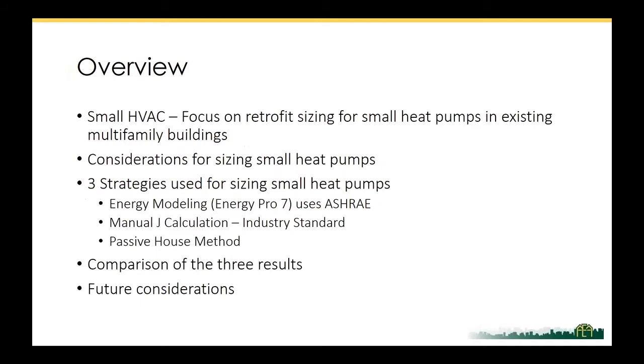All right, so overview. In this presentation, we'll be discussing small HVAC systems and focus on retrofit sizing for small heat pumps in existing multifamily buildings. We'll go over considerations for sizing small heat pumps, and 3 strategies used for sizing them, like I said before: energy modeling in Energy Pro 7, which uses the ASHRAE model, Manual J, which is the industry standard, and then the Passive House method. We'll be comparing all 3 results, and then we'll also be discussing future considerations.